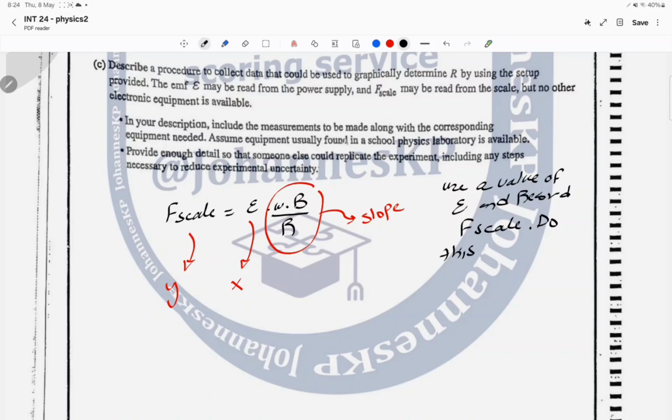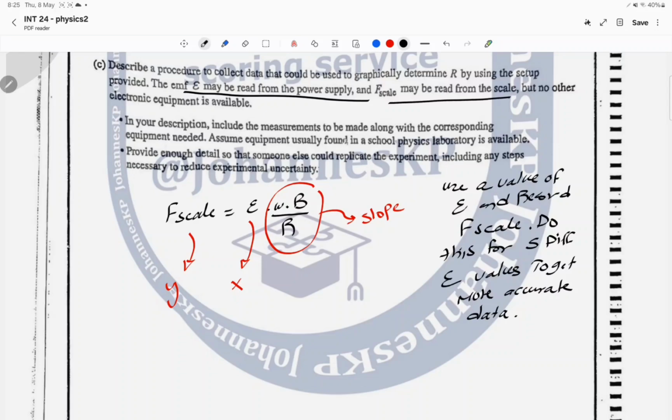So basically say, use a value of EMF and record the F scale. Do this for 5 different EMF values to get more accurate data. EMF is the power supply, F scale is the scale. Yeah, this is good. It's a short procedure. You must do it 5 different times at least to get more accurate data. So yeah, all right, good. So we did that.